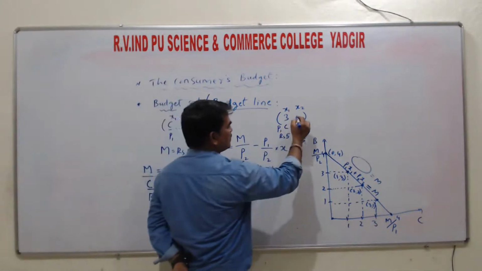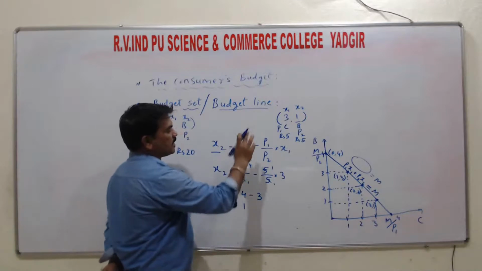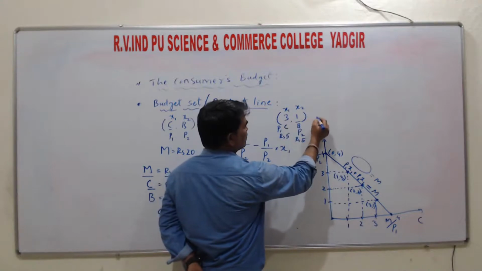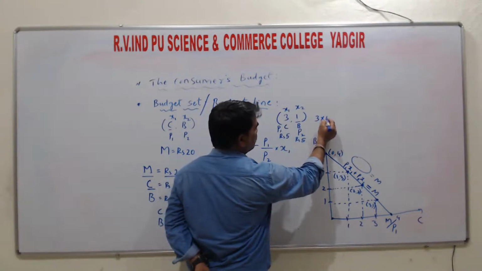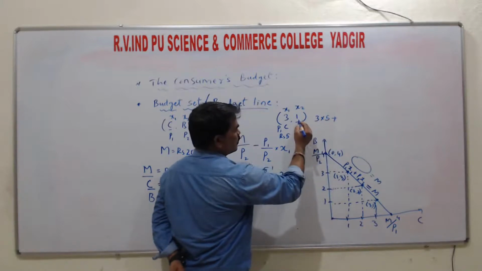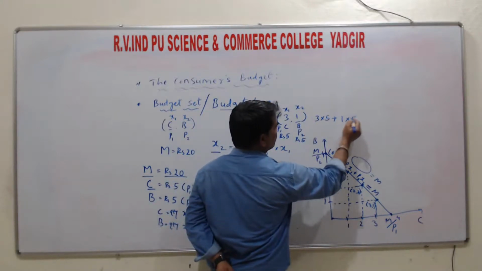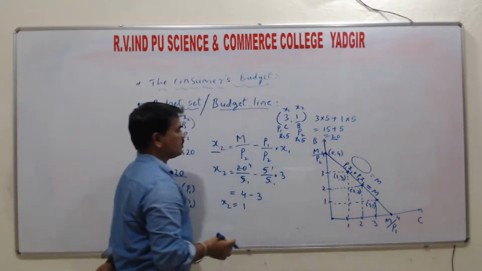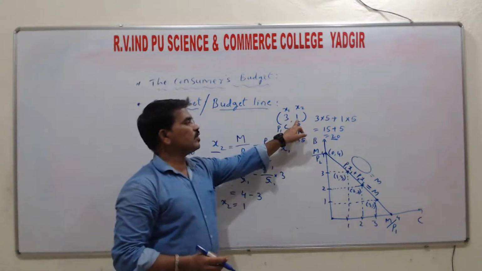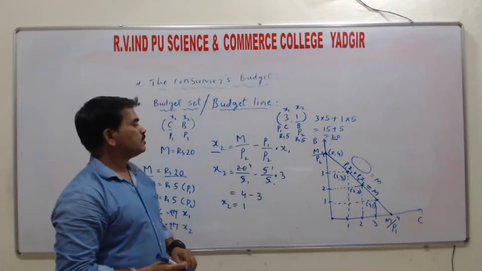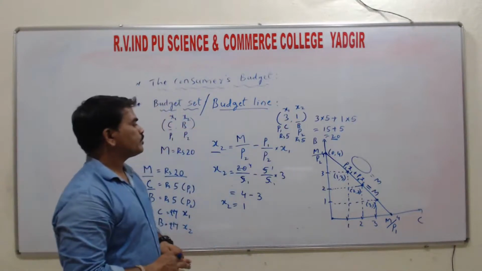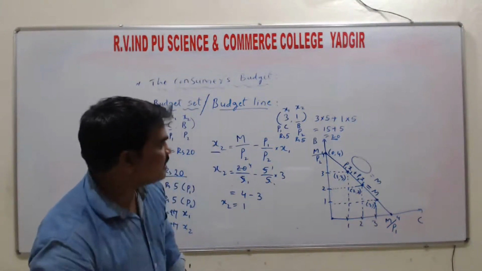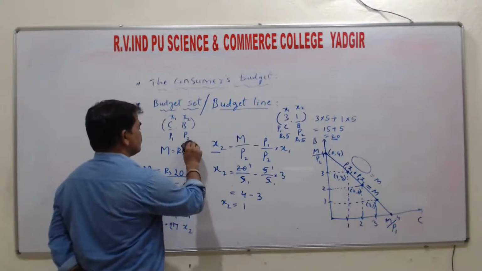So if we put that here, is it correct now? The quantity of good 1 is 3 times 5, plus quantity of second good 1 times price 5, that is 15 plus 5. So we are getting income. So that is how we can find out the quantity of the second good. Now we will take different numbers and try to find out.